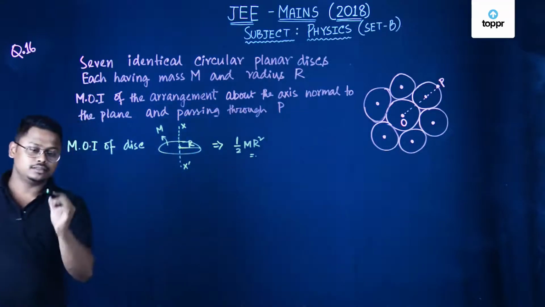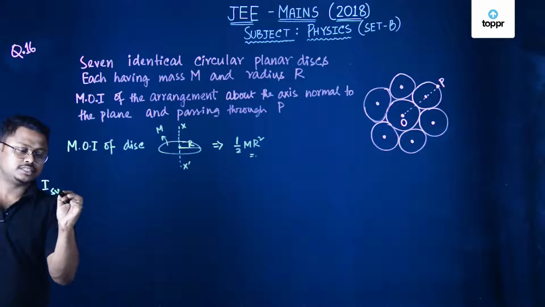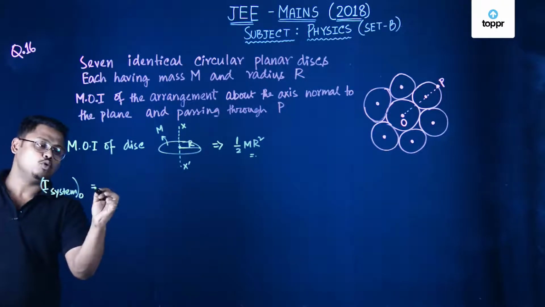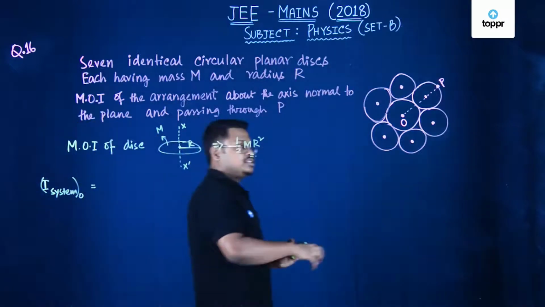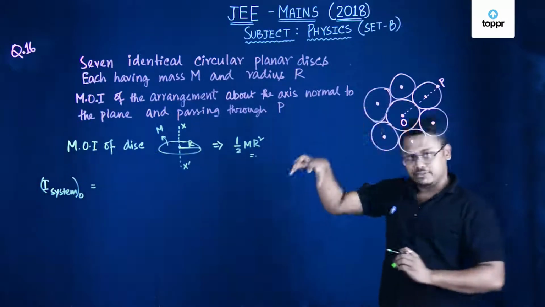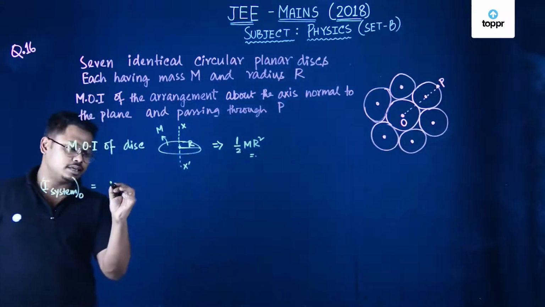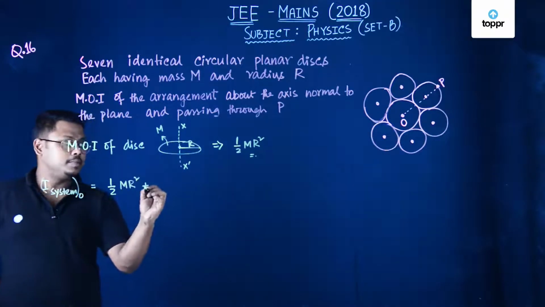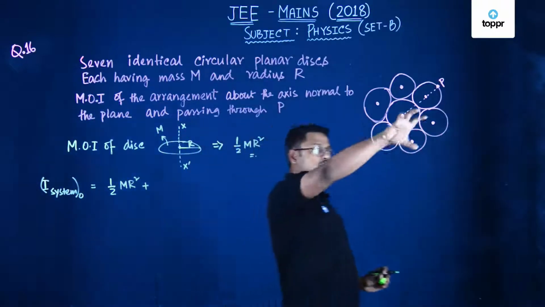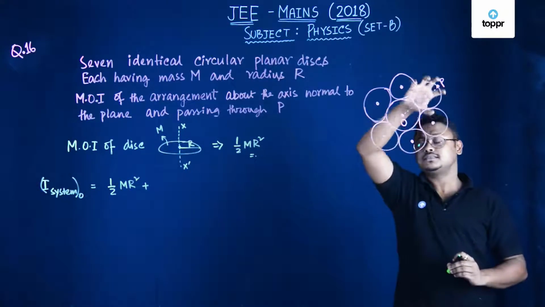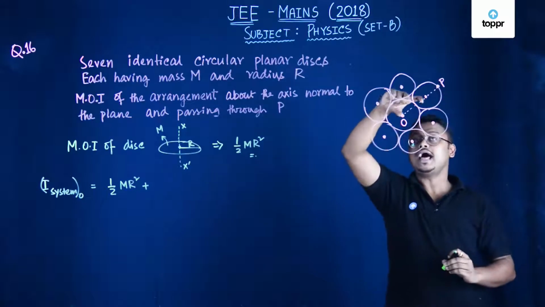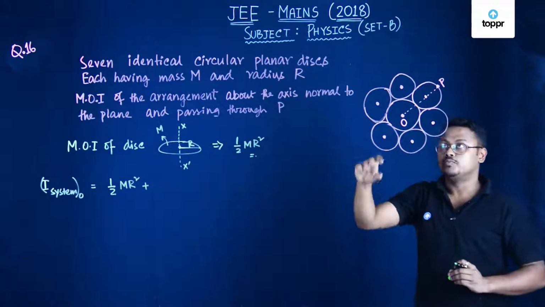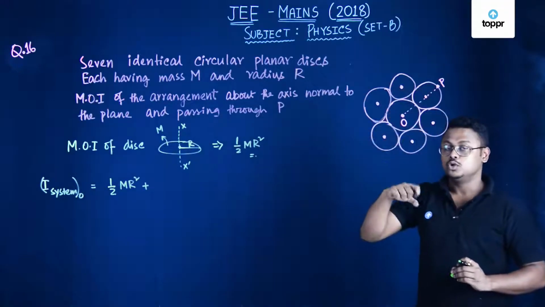Now we are going to find the moment of inertia of the system about an axis passing through O. What will it be? For this particular central disk, it will be half M R square. So for this disk, it will be half M capital R square plus. Now see, each of the remaining six disks is located at a distance of 2R from the point O. So this R and this R.